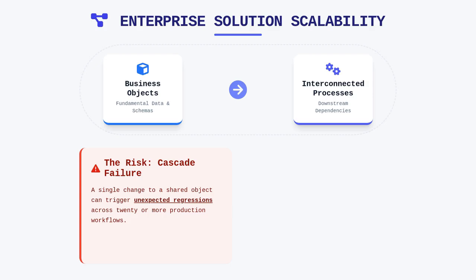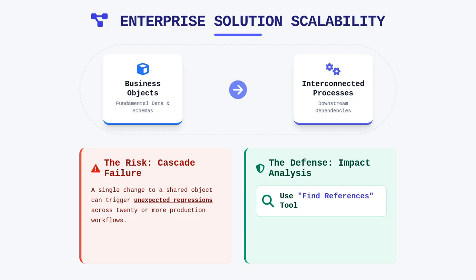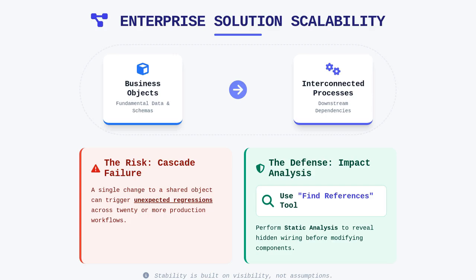To maintain a stable automation environment, you must master the art of component tracking and impact analysis. Before you even think about modifying a shared action or altering an underlying database schema, you must utilize the Find References tool. This feature is your primary defense against unexpected regressions because it informs you exactly which objects or processes will be impacted by your changes. Think of it as a form of static analysis that reveals the hidden wiring of your solution before you decide to move a critical component. If you skip this assessment, you risk breaking production workflows simply because you weren't aware that a seemingly minor utility object was being used by 20 different processes across your department.